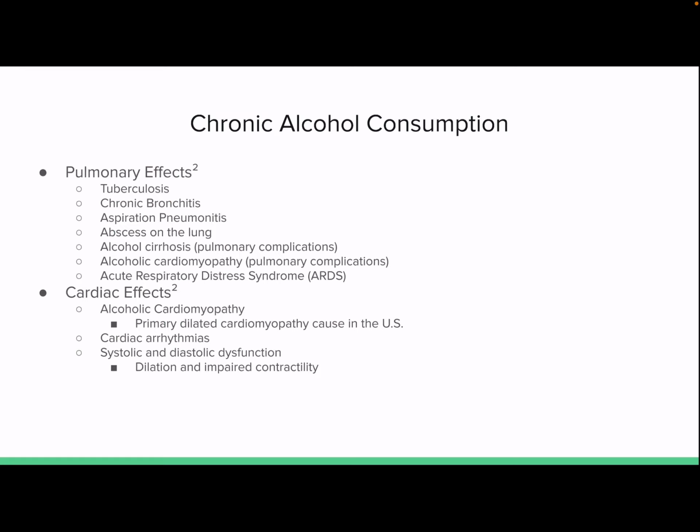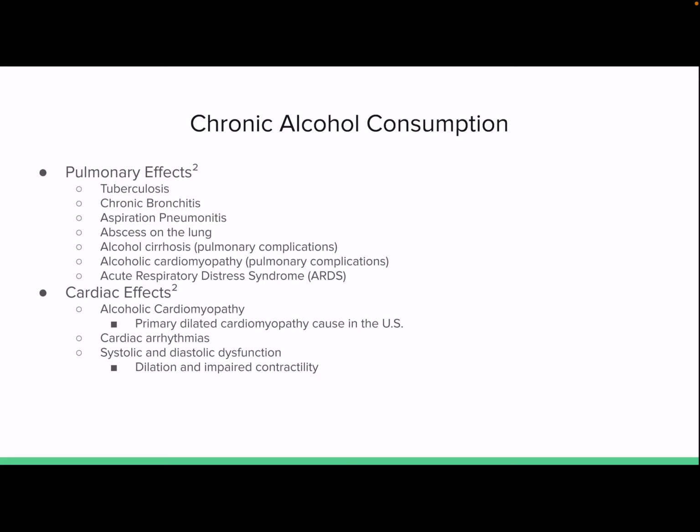The third condition we're going to talk about is chronic alcohol consumption. Some of the common pulmonary effects are tuberculosis, chronic bronchitis, aspiration pneumonitis, abscesses on the lungs, alcohol cirrhosis, pulmonary complications, alcohol cardiomyopathy, pulmonary complications, and acute respiratory distress syndrome.